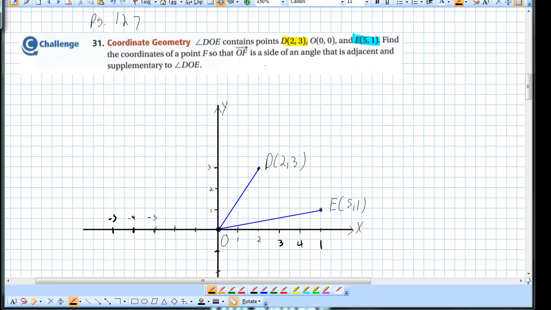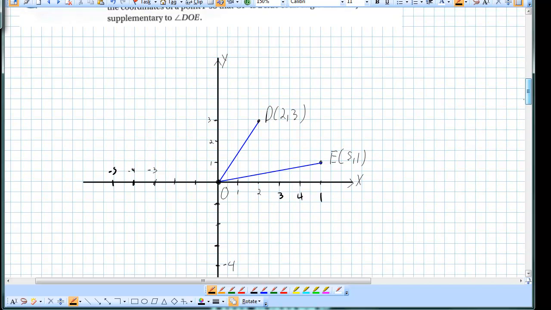And I want to plot F so that, when it says it has to be adjacent and supplementary, I'm forming a linear pair. So if I want to make it supplementary, essentially I'm trying to make a 180-degree angle, so I'm just going to sketch a 180-degree angle. That would mean I want to go completely around, right? Complete opposite side. You could do it like this.